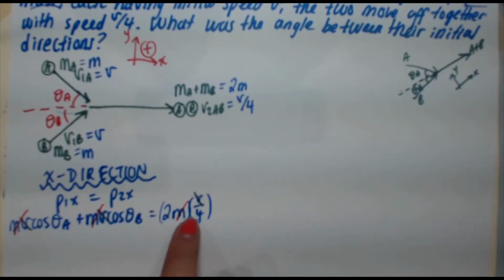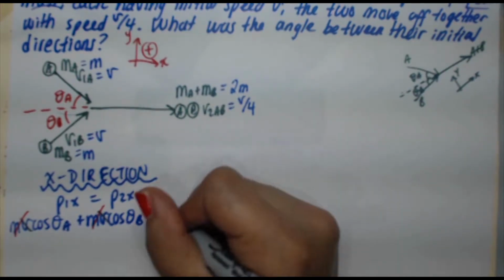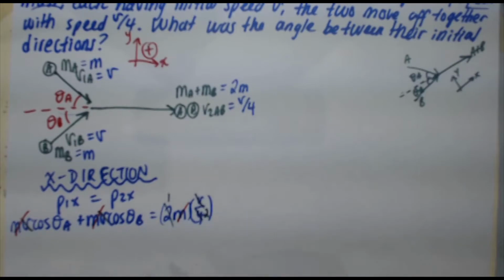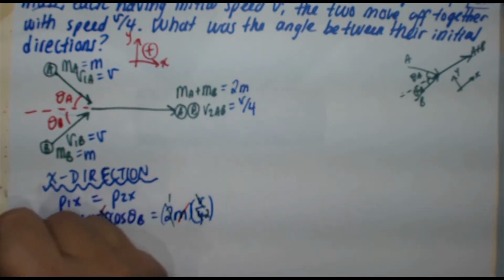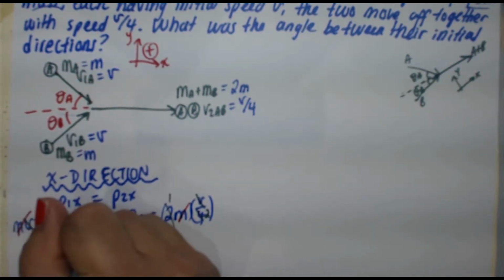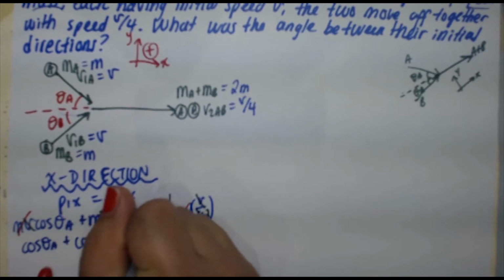Okay, now on the right side, we've got 2 over 4. 2 over 4 simplifies, put a 1 there, put a 2 there. So you've got a 1/2 left on the right, and you've got a cos theta A, cos theta B on the left. Okay, so that's going to be our expression. Cos theta A plus cos theta B equals 1/2.